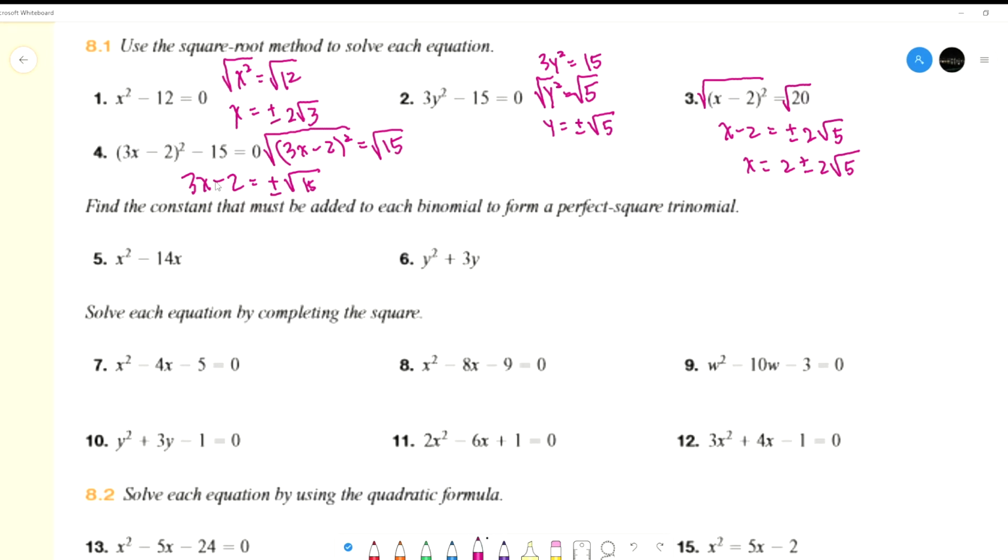So now to solve for x, we add 2 and then divide both sides by 3. So right now 3x is equal to 2 plus or minus radical 15 and then divide by 3. So x is equal to 2 plus or minus radical 15 all over 3. Okay, do you remember all of this? Did you have any trouble with it?